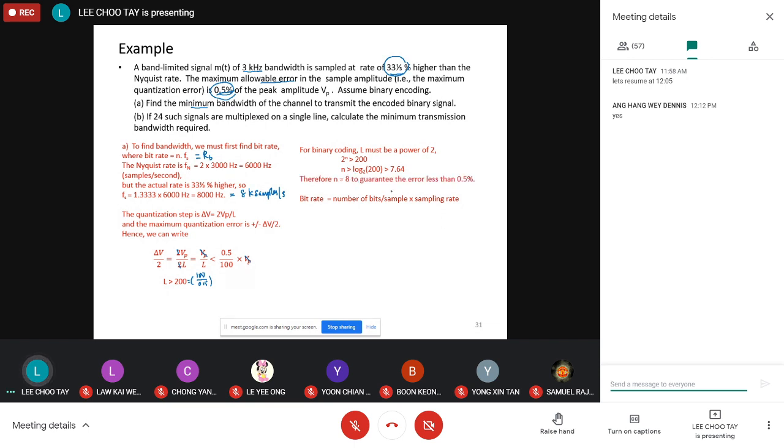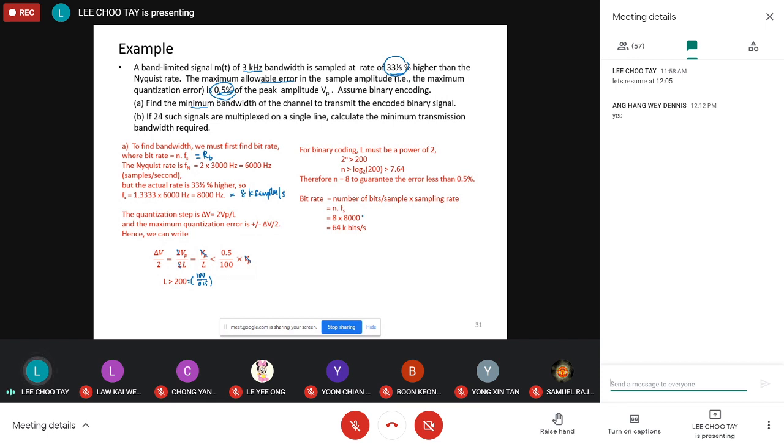All right, so using n equals 8 will guarantee you have an error of less than 0.5%. You don't use 7. If you use 7, your error will be more than 0.5%. Now bit rate is the number of bits per sample times your sampling rate, which is n times fs. So that will give you, now we get everything.